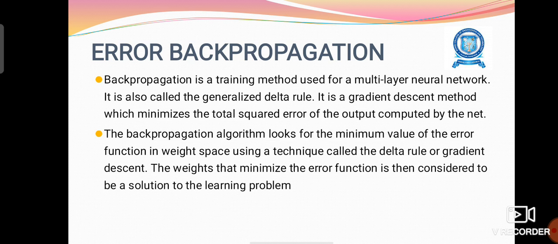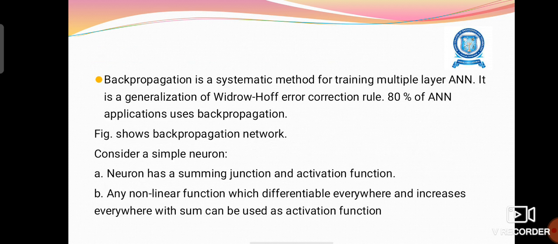The backpropagation algorithm looks for the minimum value of the error function in weight space using the technique called delta rule or gradient descent. The weights that minimize the error function are then considered to be a solution to the learning problem. Backpropagation is a systematic method for training multiple layer ANN. It is a generalization of the Widrow-Hoff error correction rule. 80% of ANN applications use backpropagation.